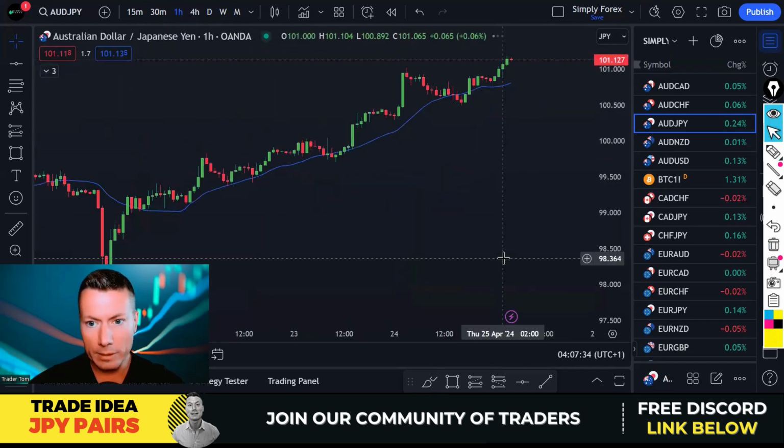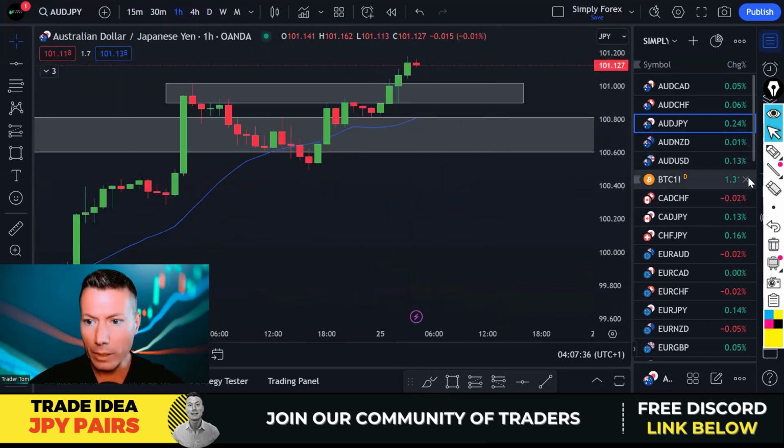And if we drop down to the H1, it might only get to this level, right? Price comes down to here. The moving average 20 catches up and we get a bullish reaction.